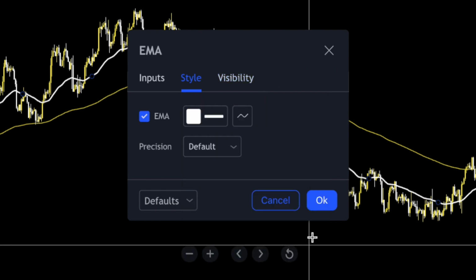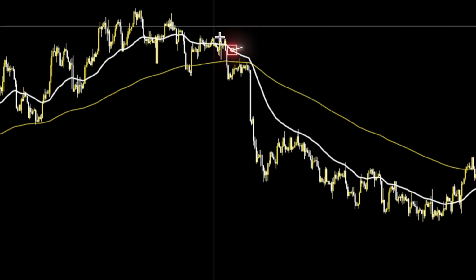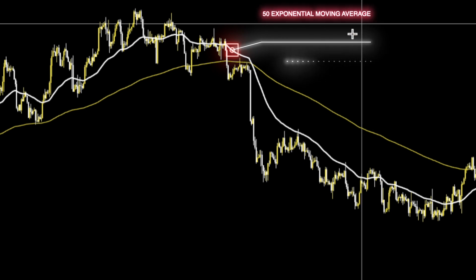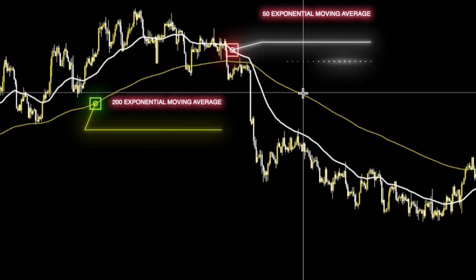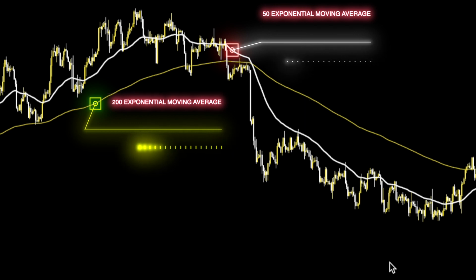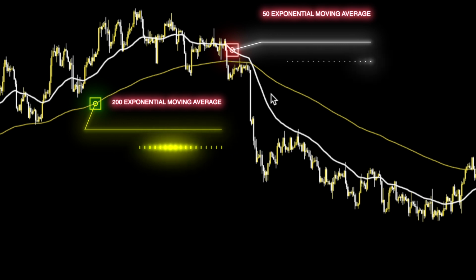And you can have all that set up. You can have your colors. So now we see, represented in white, I have a 50 exponential moving average, and represented in yellow, I have a 200 exponential moving average. Now what's really cool is when you have these two indicators on your chart together, you can actually use it to see some sort of signals.